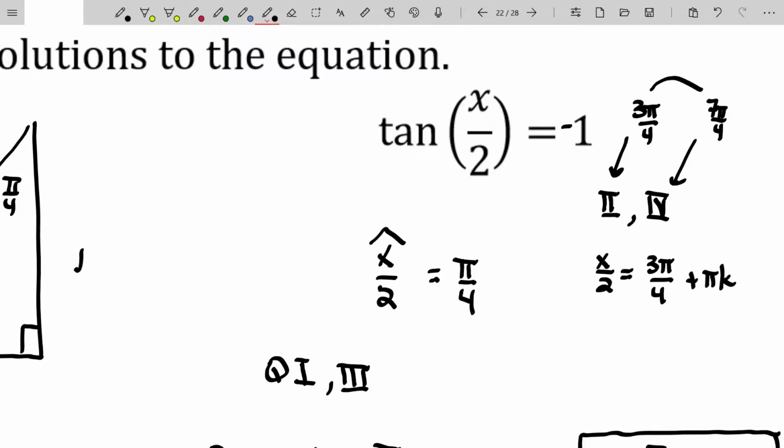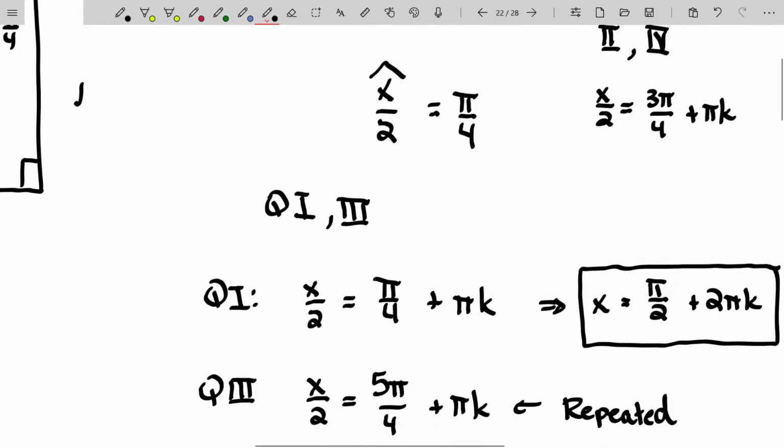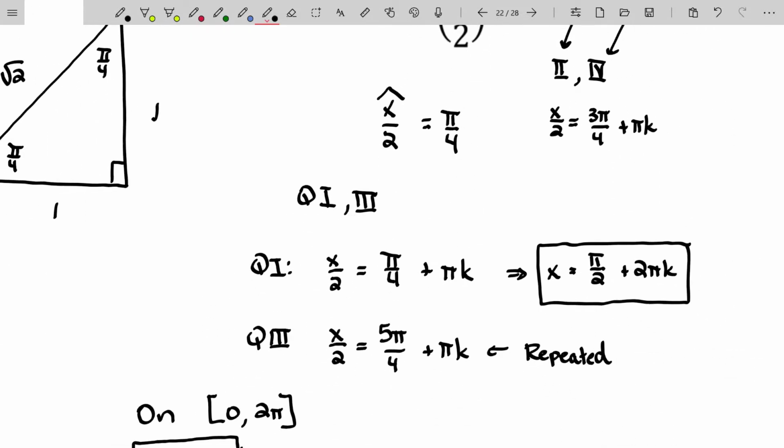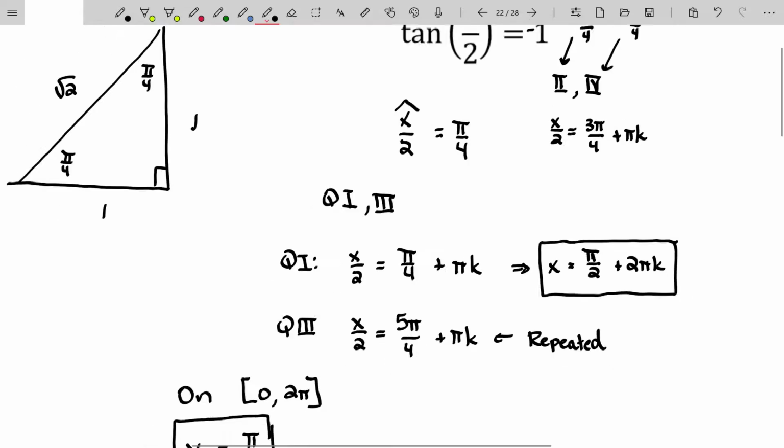So again, tangent, you don't actually need to list out both quadrants. Or you could, you'll just find out that you're doing double the work. So there's no real reason to do that.